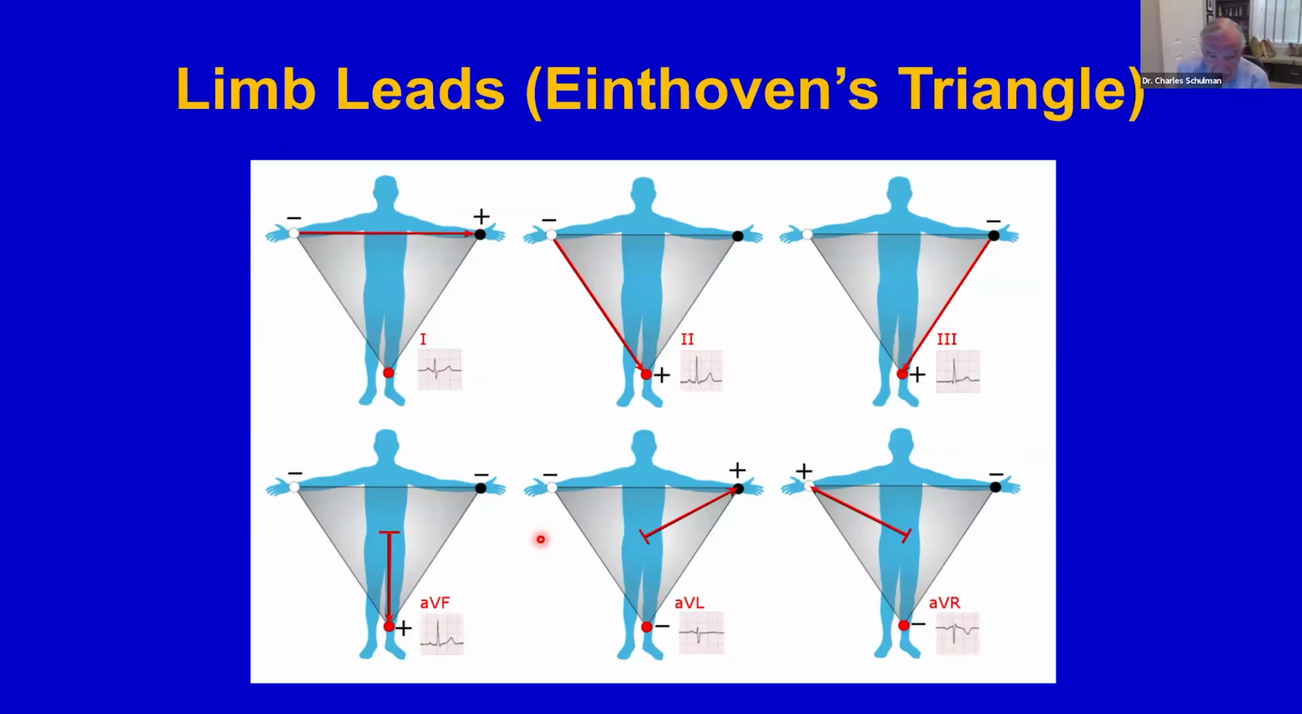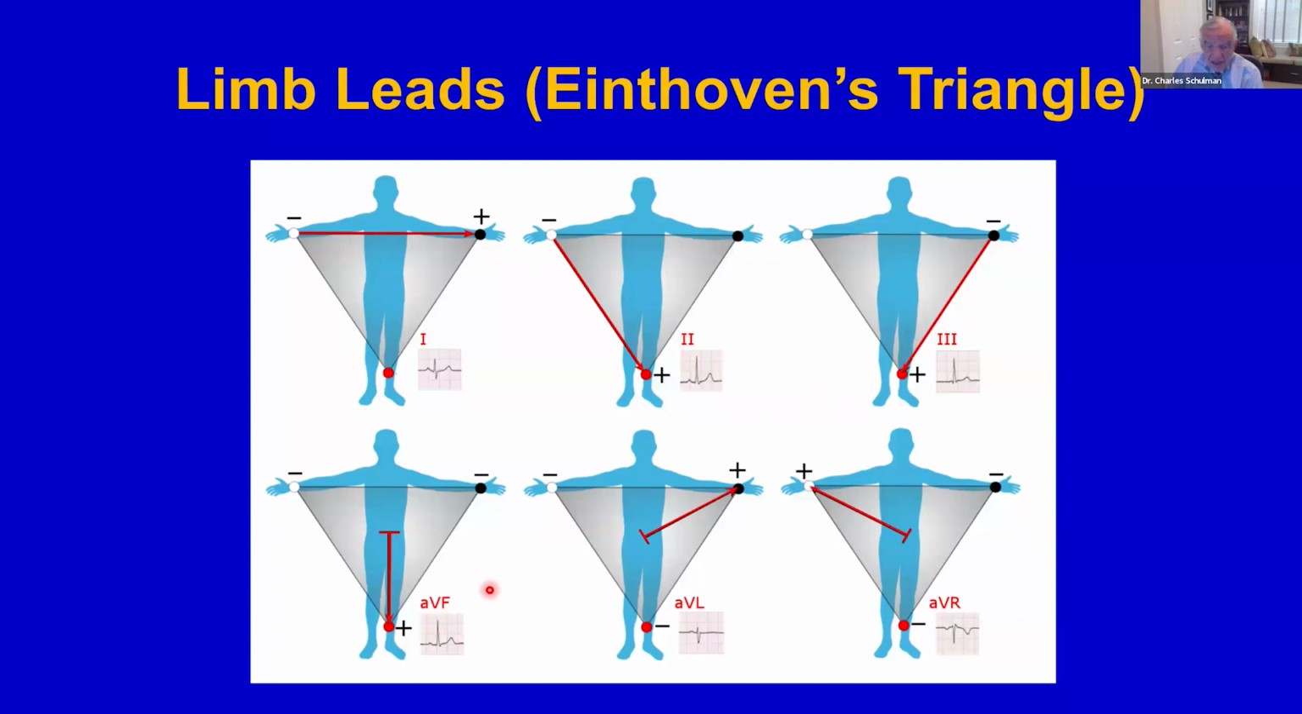The limb leads 1, 2, 3, AVR, AVL, AVF, those leads are called the limb leads, and they form what's called Einthoven's triangle. So lead 1 is negative. These are bipolar leads. Negative in the right arm, positive in the left arm. Lead 2, negative in the right arm, positive in the foot. Lead 3, negative in the left arm, positive in the foot. The other foot is the ground.